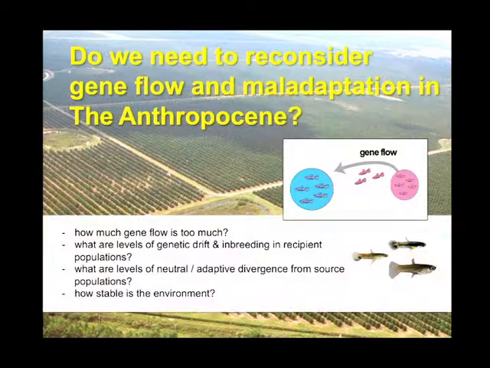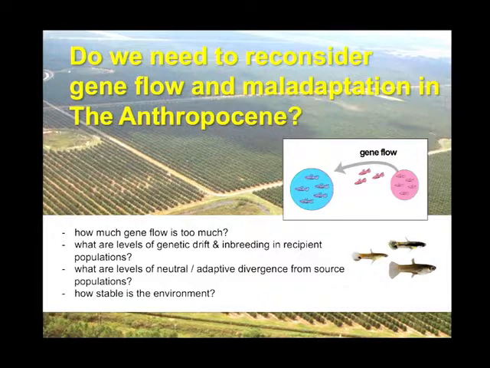I think experiments like the ones I talked about today, and what other groups are doing with flour beetles and brook trout, are really helping us understand the nuances of the conditions underlying these different gene flow fitness scenarios, and when gene flow does produce fitness benefits versus cause maladaptation. So these experiments allow us to answer questions like how much gene flow is too much, understanding how the levels of drift and inbreeding in recipient populations interact with the fitness response that you see to gene flow, levels of divergence between source and recipient, stability of the environment, that sort of thing.